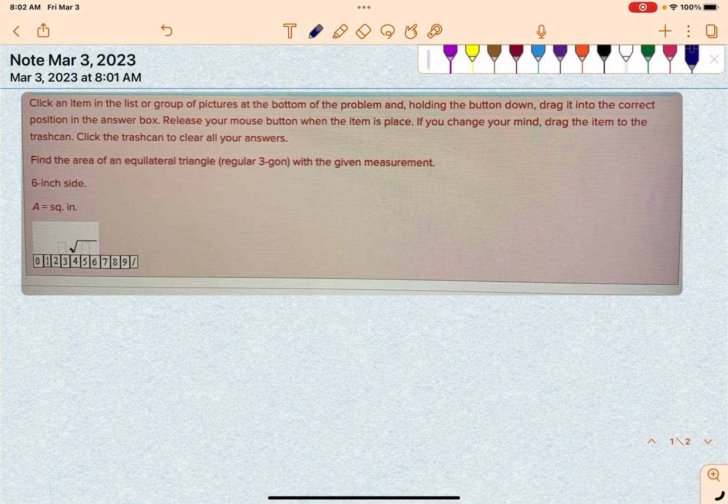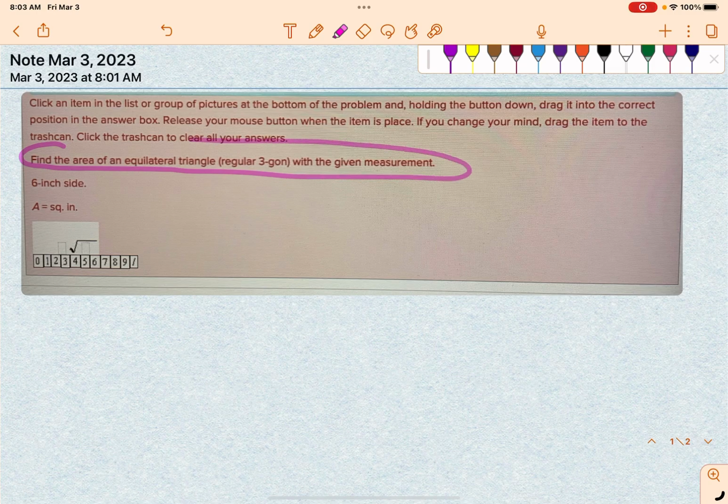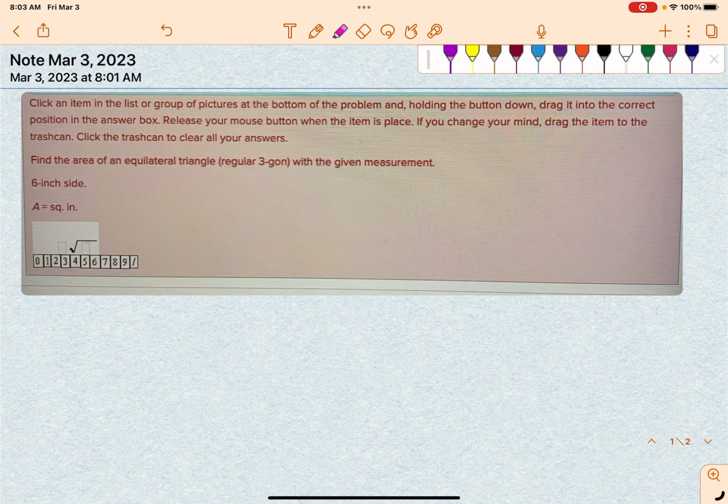Okay, one of the items that we're going to look at today has to do with finding area. So this problem says, click an item in the list or the group of pictures at the bottom of the problem and hold the button down, drag it to the correct position to answer box. So we're going to find the answer to this problem, and then we've got to be able to basically put the stuff in here. That's basically what they're telling us.